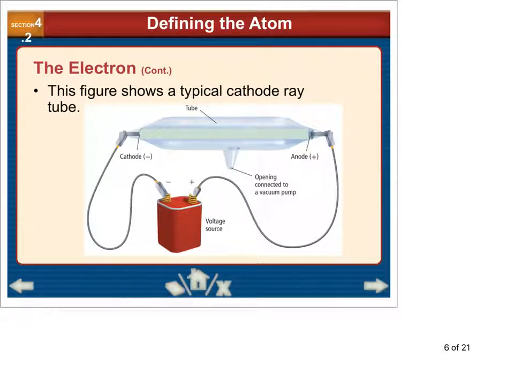And here is a cathode ray tube. This would be figure 6 from page 107. Gets a little more information on it. There's a cathode ray tube. You've got your cathode, you've got your anode connected up to a voltage source, a battery. And you have a glass tube that has been connected to a vacuum pump, so it's a vacuum. And then we get this little electron beam passing through it.